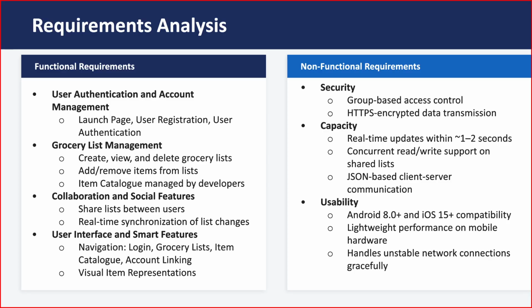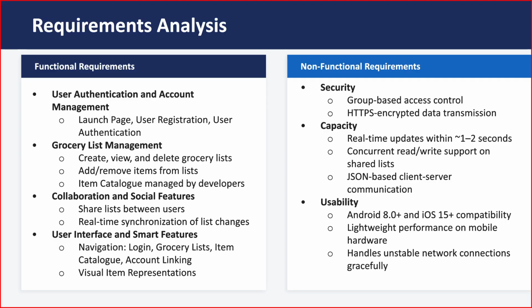Here's some of our requirements analysis in terms of functional and non-functional requirements. These are user login and registration and user account authentication, grocery list management for creating grocery lists, deleting grocery lists, and adding and removing items from those lists, as well as the item catalog that holds all the items. In terms of collaboration, you must be able to share lists between users, and all updates to shared lists must occur in real time.